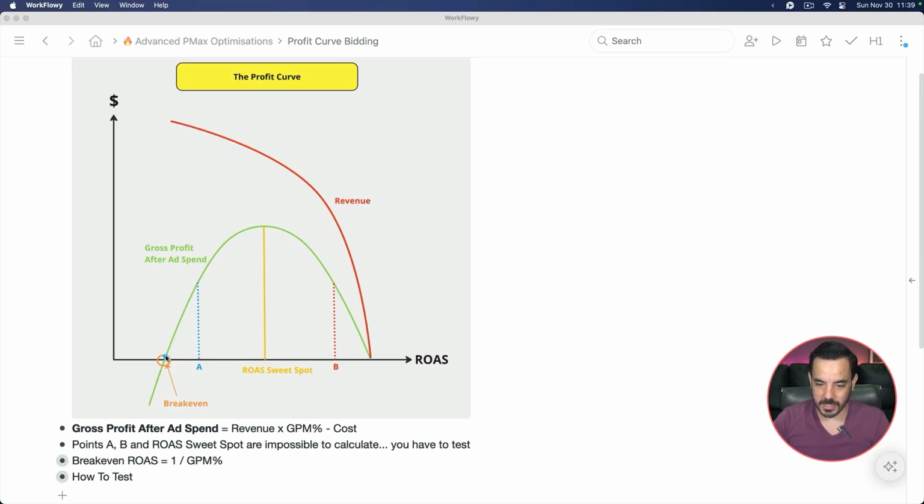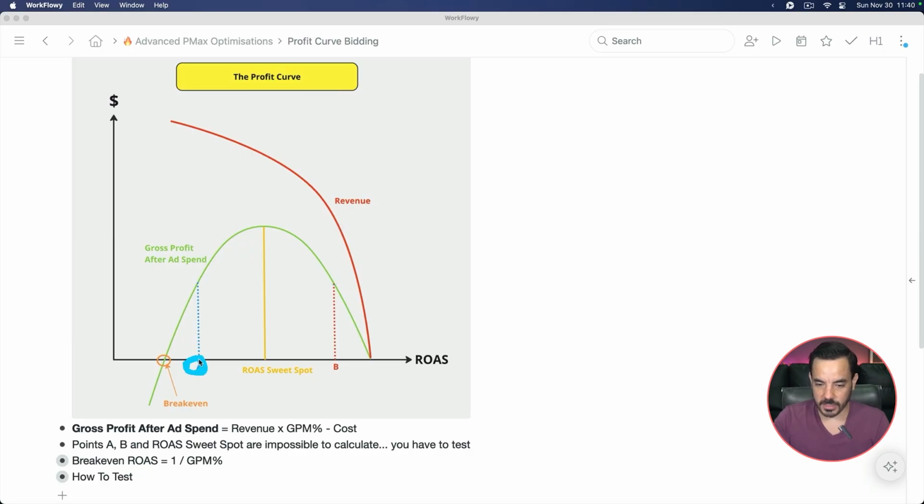So that's why there's this initial part of the bell curve. But if you keep raising your target ROAS, and if you keep trying to go too high, you're going to come past this ROAS sweet spot where you maximize profit. You're going to end up somewhere like here. So profit curve bidding is basically the process of trying to figure out where is point A, where is point B, and where is my ROAS sweet spot. You don't want to be too high on your ROAS target, point B, because then you're going to get less profit and less revenue. You also don't want to be too low, right?